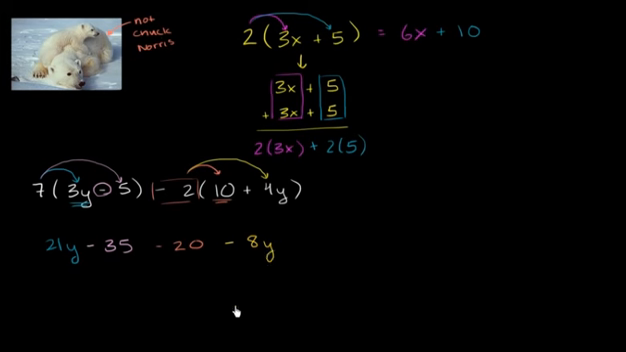And are we done simplifying? Well, no, there's a little bit more that we can do. We can't add the 21y to the negative 35 or the negative 20 because these are adding or subtracting different things. But we do have two things that are multiplying y. Let me do them all in this green color. You have 21y's right over here, and from that we are subtracting 8y's. If I have 21 of something and I take 8 of them away, I'm left with 13 of that something. So those are going to simplify to 13y's.